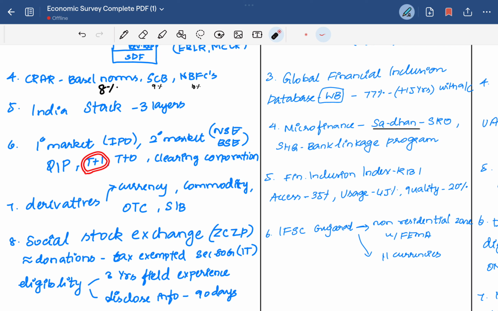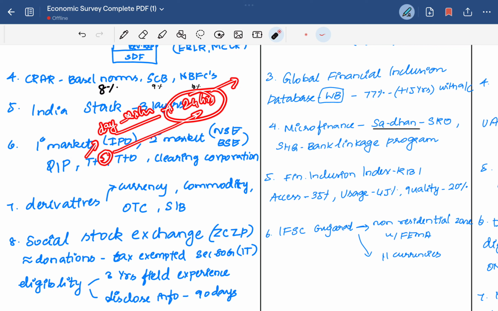Then the T+1 settlement cycle and the T+0 settlement cycle. Previously we were following the T+1 settlement cycle, and somewhere we are still following the T+1 settlement. That is the day when the stocks are exchanged, within 24 hours. That is T+1, the 24 hours, in which the commodities are exchanged and the amount should be received between both the parties.